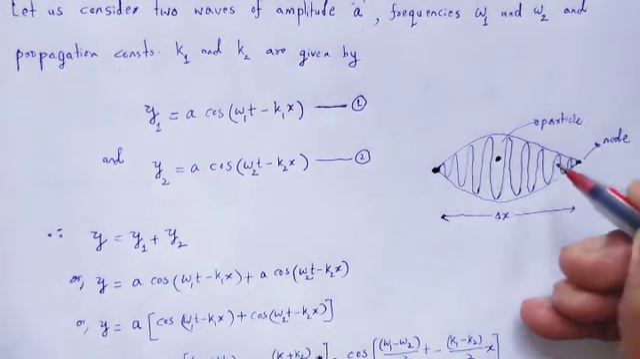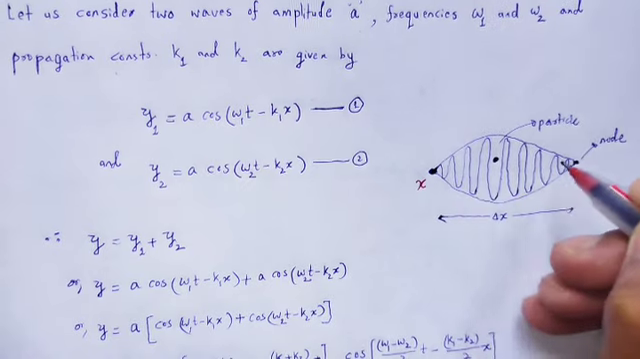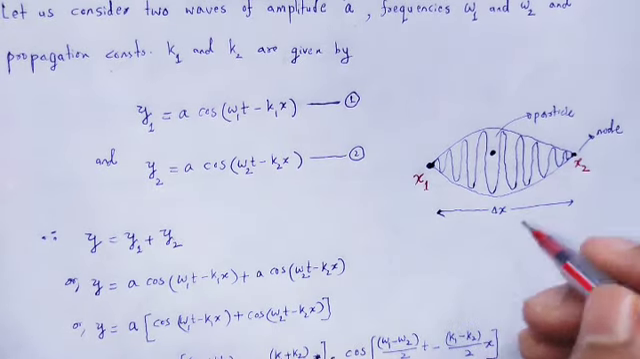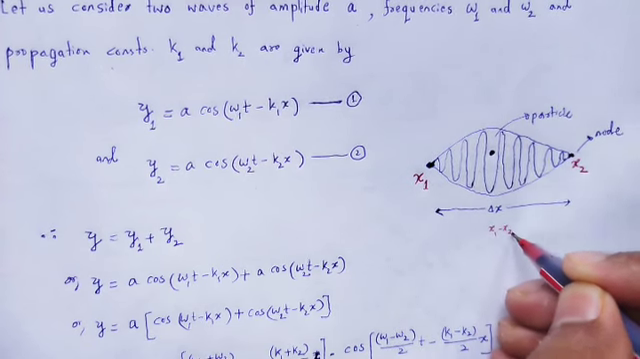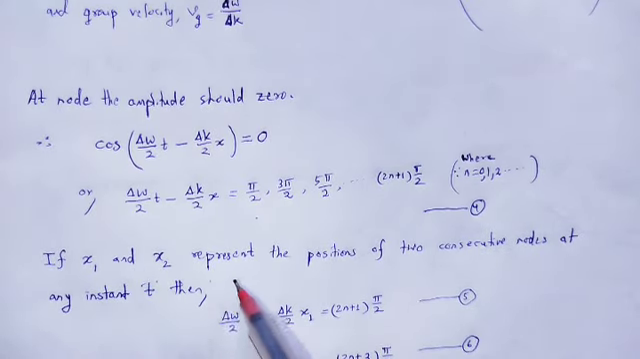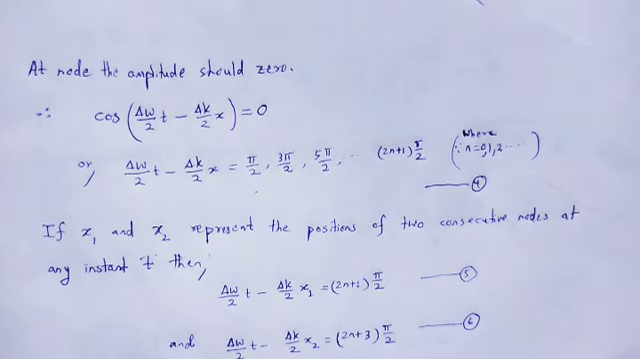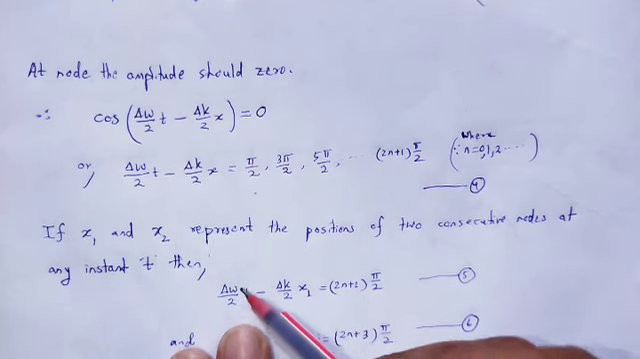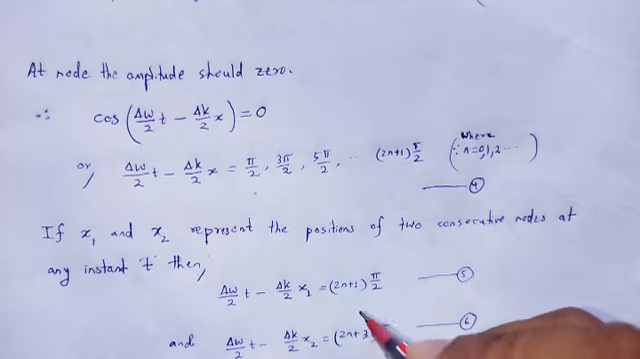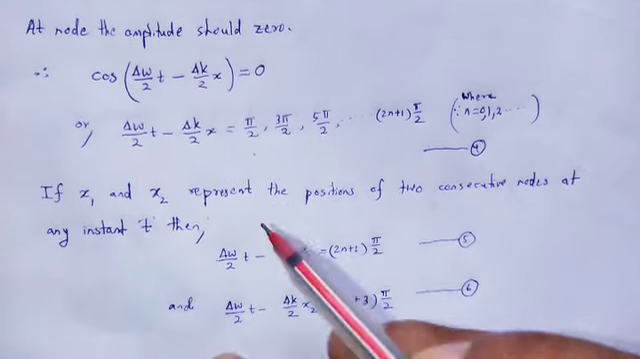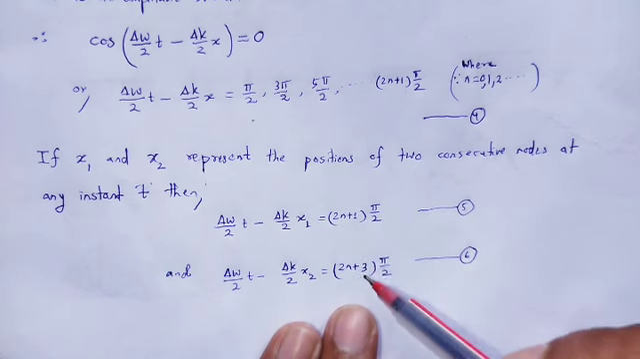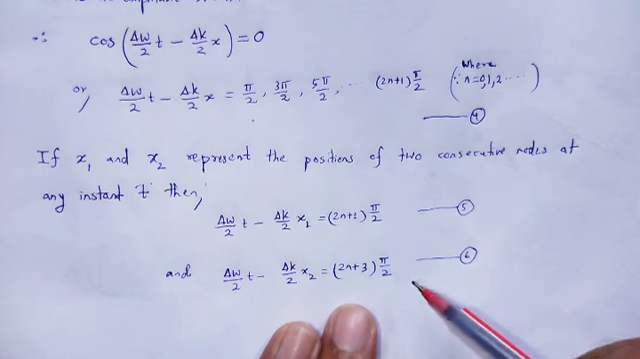This is a node, that is another node. If in successive nodes, one is at x 1, another is at x 2, so x 1 minus x 2 is del x, the uncertainty in position. If we consider x 1 and x 2, which represent the position of two consecutive nodes at any instant of time, now in that equation we put x 1: del omega by 2 t minus del k by 2 x 1 is equal to, for the first node, 2n plus 1 pi by 2. Again, at the second node x 2, del omega by 2 t minus del k by 2 x 2, that value is the successive one, so it is 2n plus 1 plus 2, that is 2n plus 3 pi by 2.